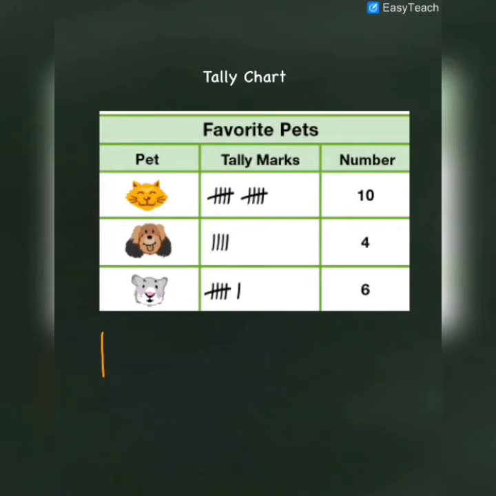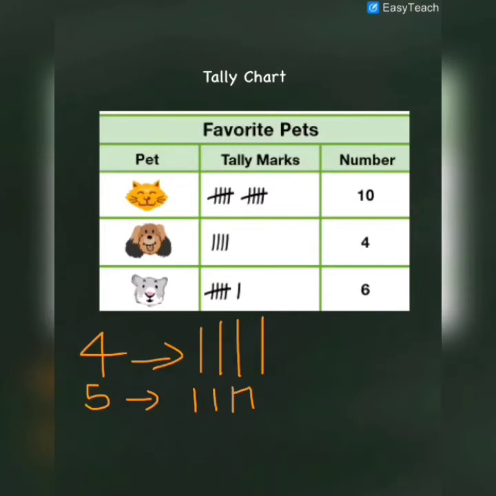Suppose if we want to count 4. So how do we count using tally marks? 1, 2, 3 and 4. This is it. Suppose we have to count 5. So 1, 2, 3, 4, and for every fifth number we draw a slanting line. Okay. Suppose if we want to count 7 using tally marks. So 1, 2, 3, 4, and for every fifth number we draw a slanting line, then 6, 7.